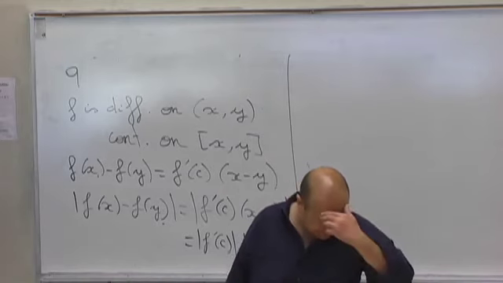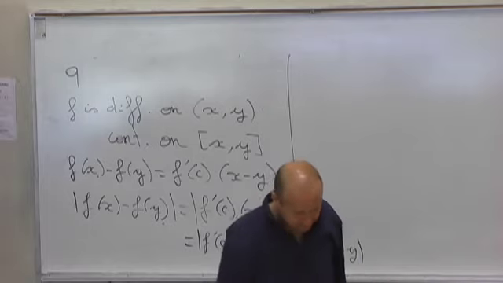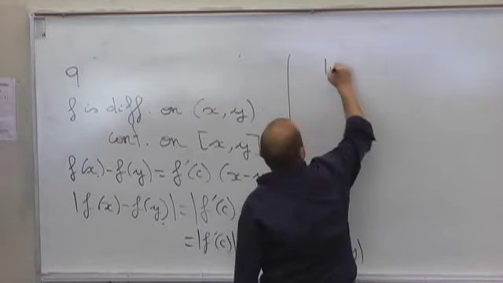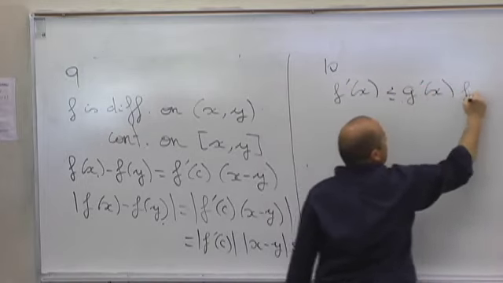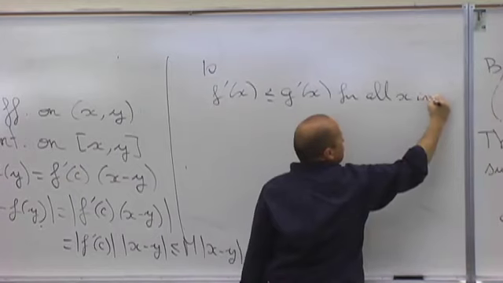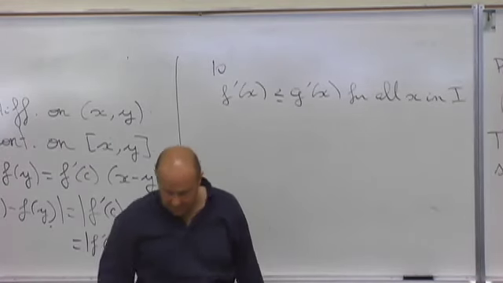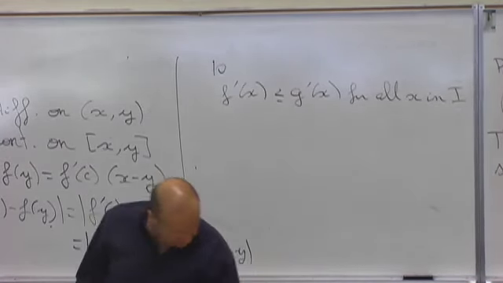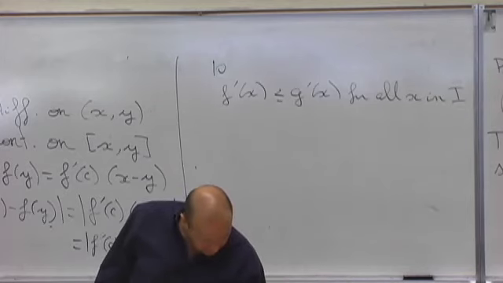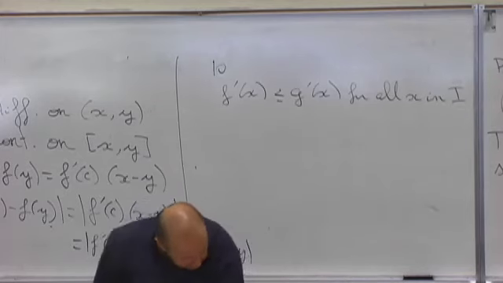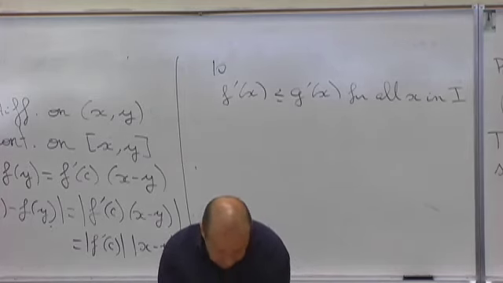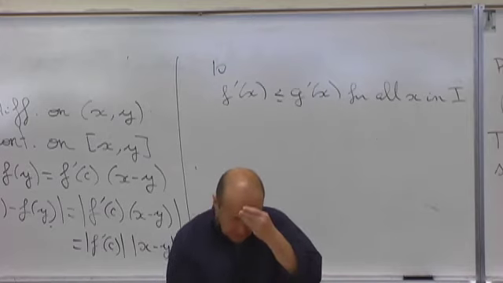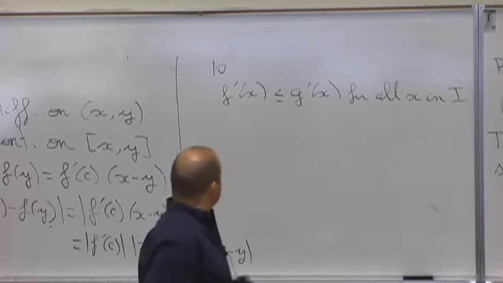Number 10. So you're told that f prime of x is less than g prime of x for all x in, is it in I? Where is it? I think I mean in R here. But anyway, so if we have x positive, so first things f prime, yeah, okay.